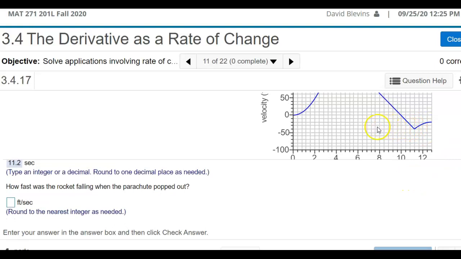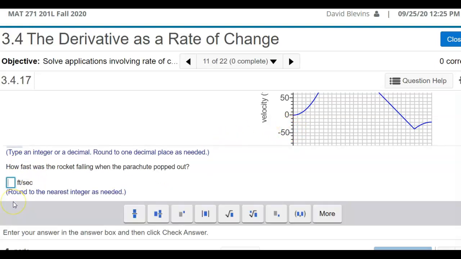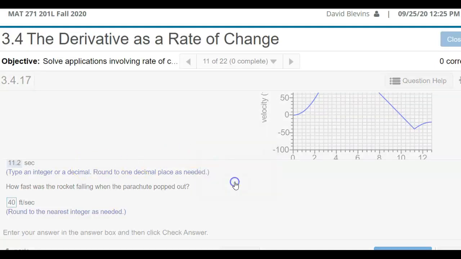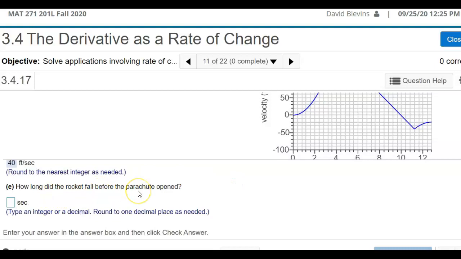So now we're just looking along the axis this way. That is that tick mark. So that's 1, 2, 3, 4, 5 is at negative 50. So that's at negative 40. All right, it's falling, so we don't have to put the negative. So it's asking about it's falling, so we can just leave it as positive 40. How long did it fall before the parachute opened?